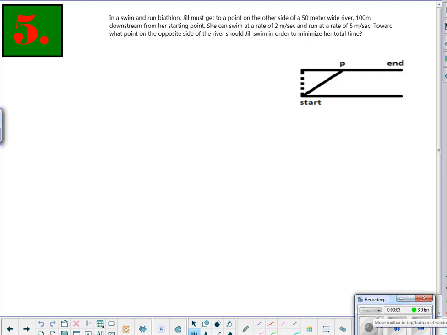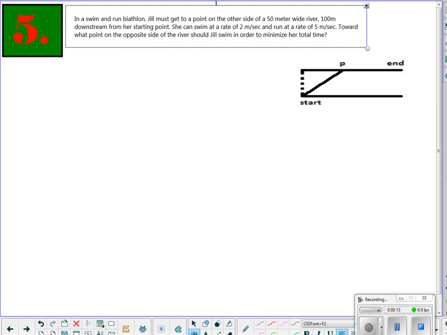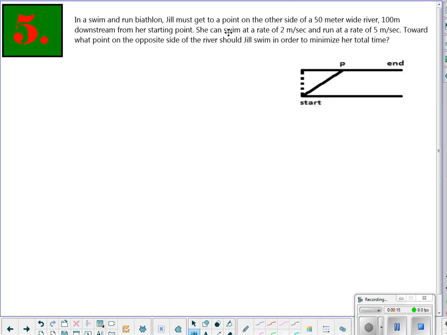Okay, let's go with example number 5 from the optimization section. In this one, we've got two things that are going to go on at different rates. It says in a swimming and running biathlon, Jill must get to a point on the other side of a 50-meter wide river. So here's our river that's 50 meters wide, and it is 100 meters downstream from her starting point. And I see here is Jill's starting point, and so this distance here downriver would be 100 meters.